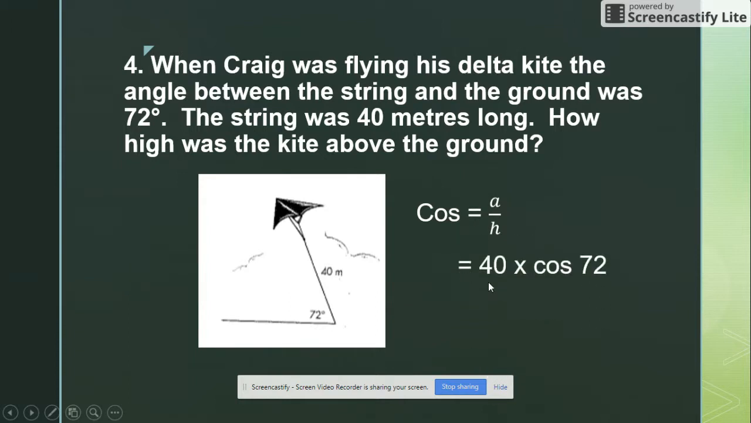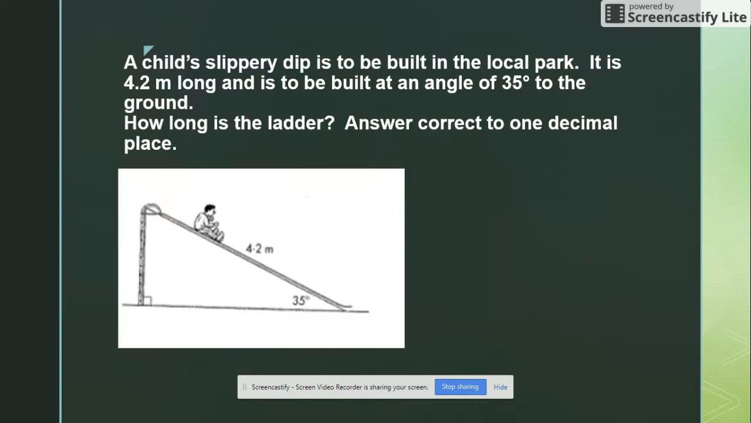We've got our adjacent, and we need to find our hypotenuse. Oh, no, we do know what our hypotenuse is, so we do times. We're looking for our adjacent. How high was the kite? Okay, so we go 40 times cos 72. That gives us so many meters.